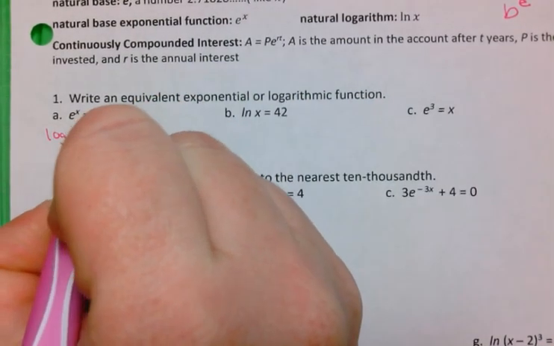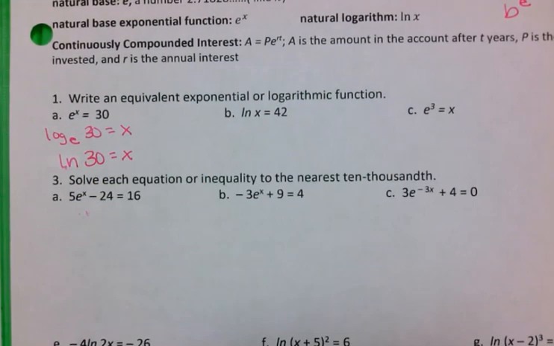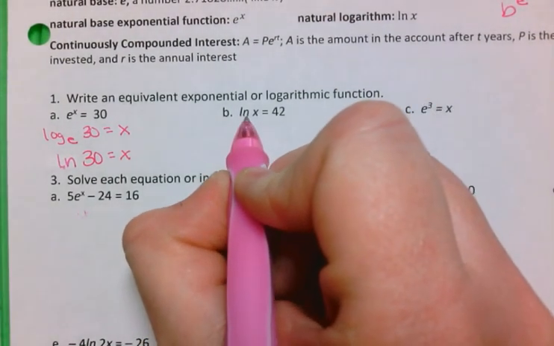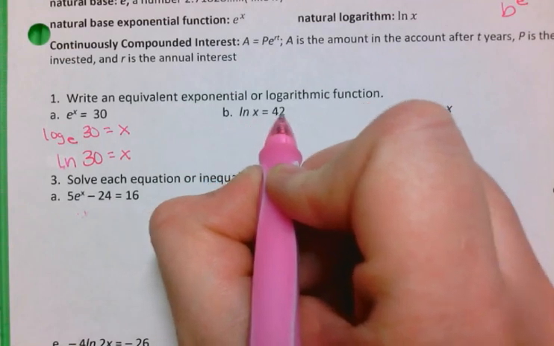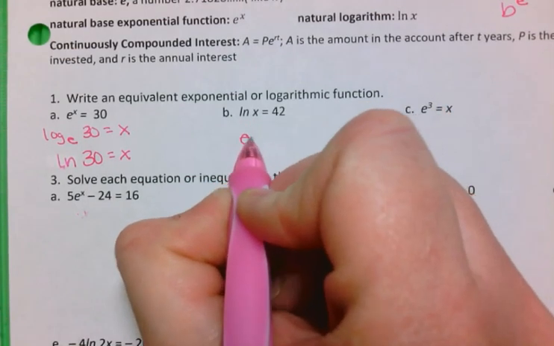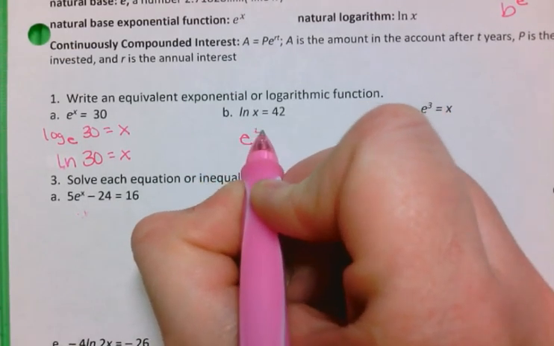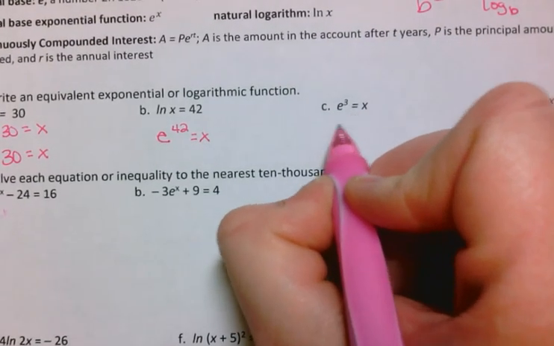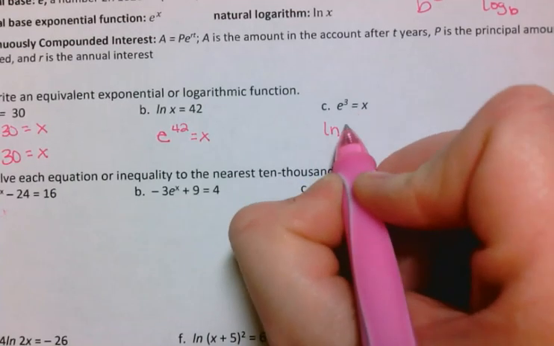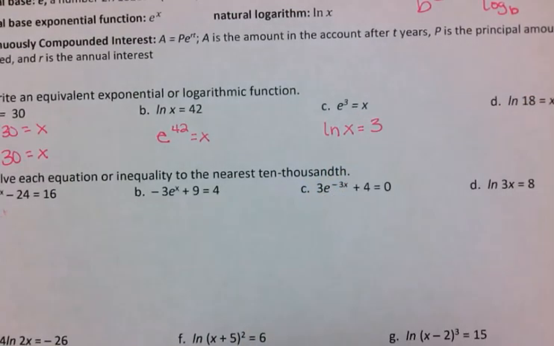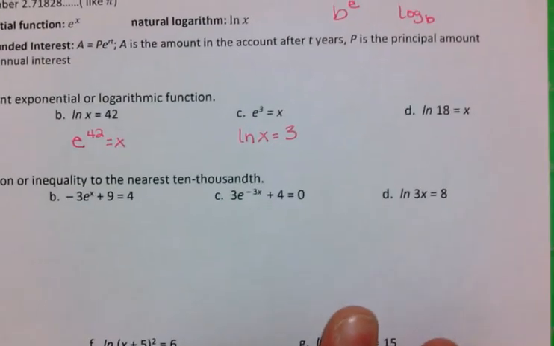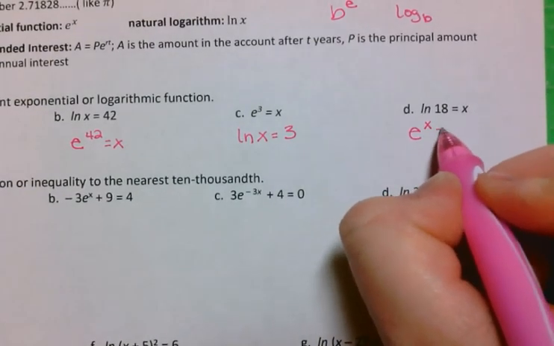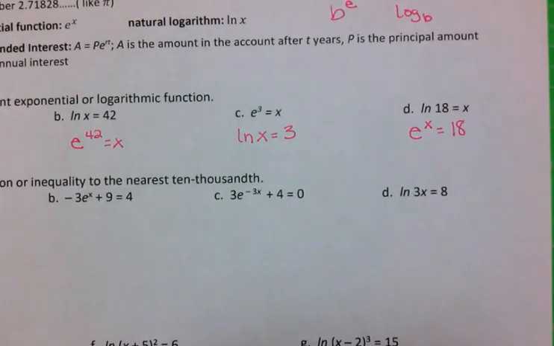ln of 30 equals x. So here, this is answer, exponent. Your base is e when it's natural log: ln of 42 equals x. ln of answer equals your exponent of 3. Answer, exponent: e to the x equals 18.